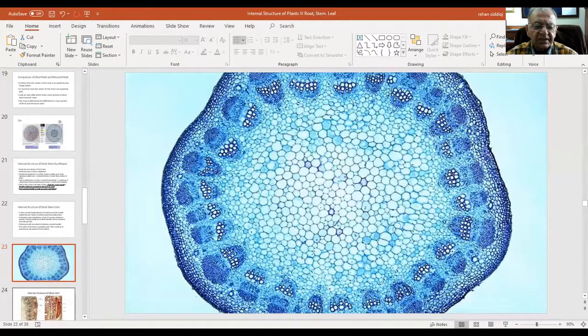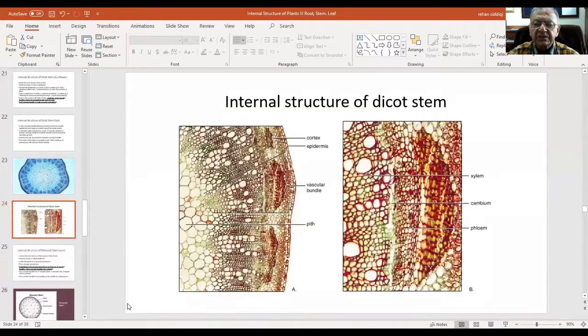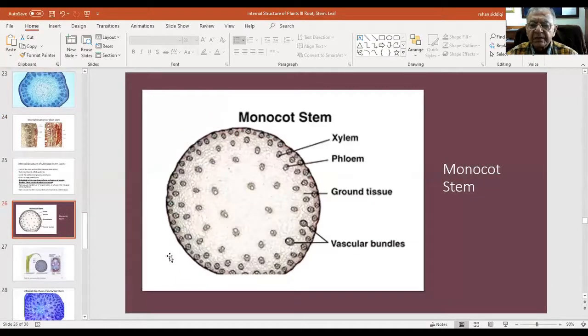There is another slide of the internal structure of dicot stem. You can see the epidermis, the cortex, the vascular bundle with the sclerenchyma on the outside, xylem toward the center, phloem toward the outside, and this is how these vascular bundles are arranged. Now we can go to monocot stem. In the case of monocot stem, the example is corn.